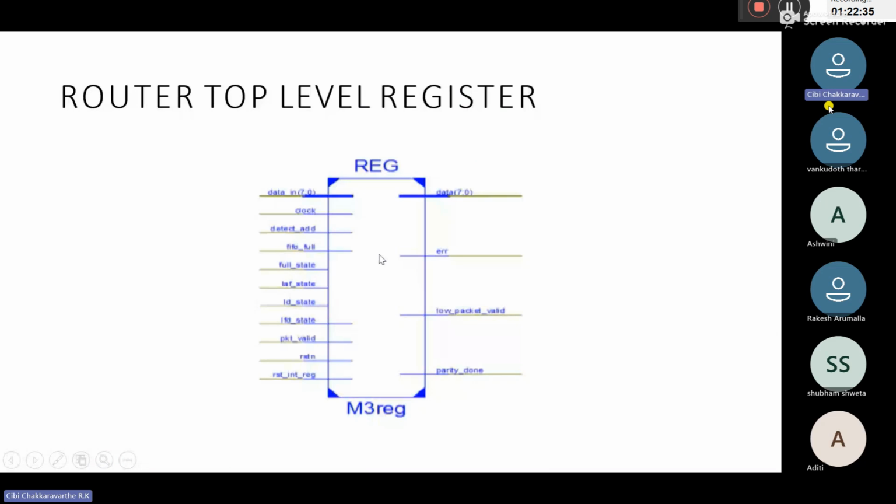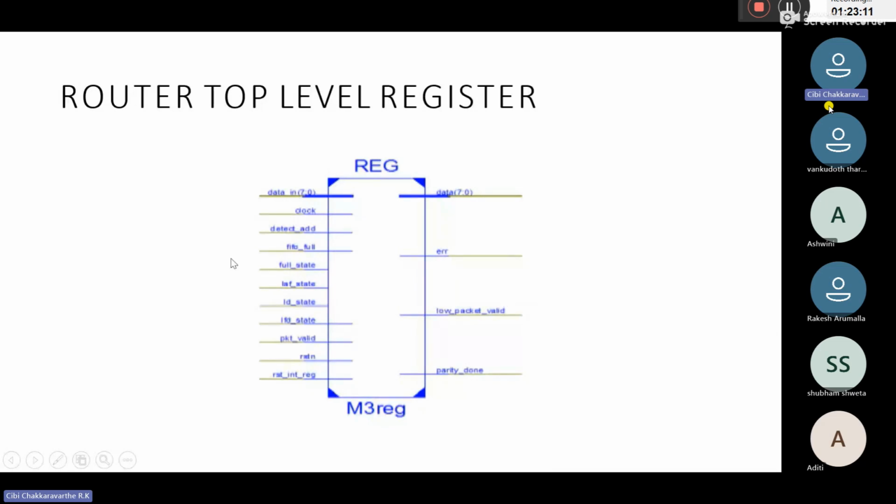Then here we have error, when there is a parity mismatch. Now you should note one thing: our register block will take care of the parity mismatch. When there is a parity mismatch, error will be produced by this register, or if the parity is matched, parity done will be produced. Then low packet valid: after our FIFO is full, and once again our FIFO has some space and we need to pass a very minimum amount of data, this low packet valid will be asserted.